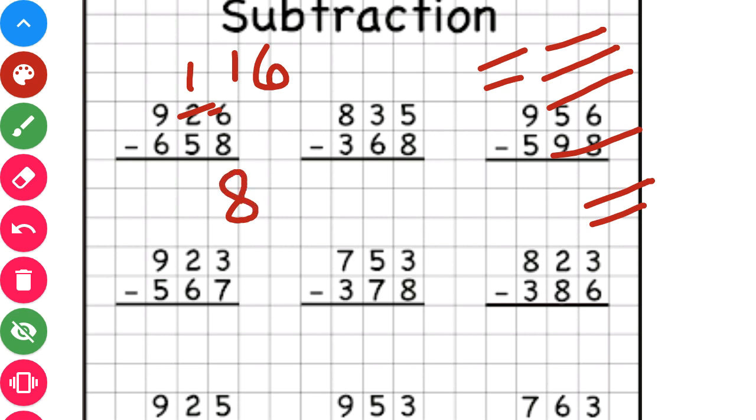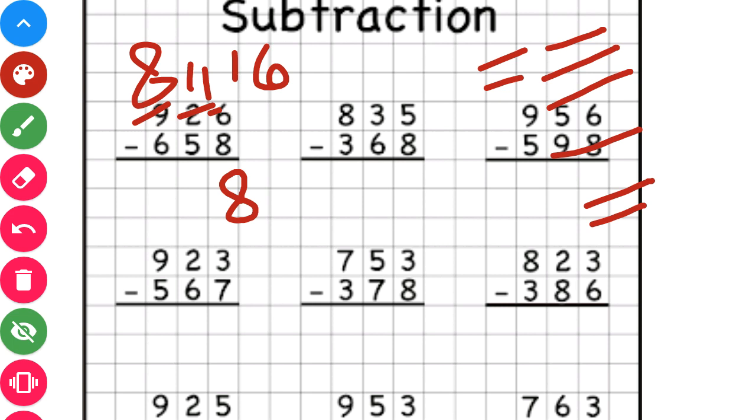Okay, so we have got 8 at the ones place. Now at the tens place we have 1 and we have to subtract 5 from 1. Can we do that? No, we cannot subtract 5 from 1. What will we do? This 1 will take a borrow from 9 and this 1 will become 11 and this 9 will become 8.